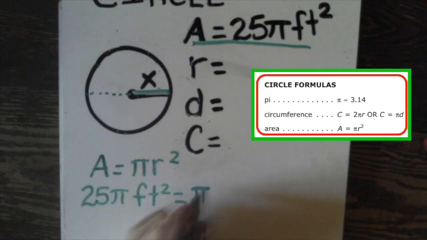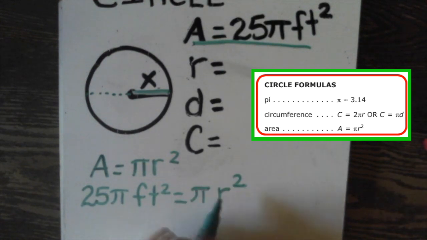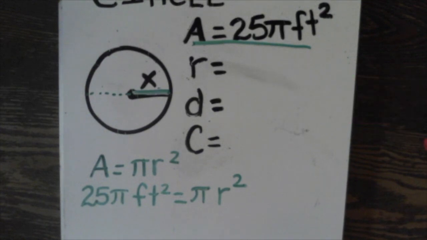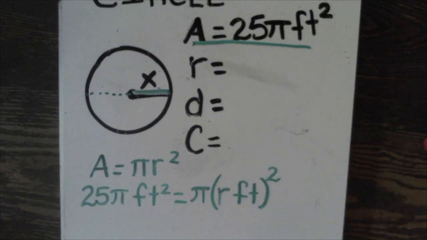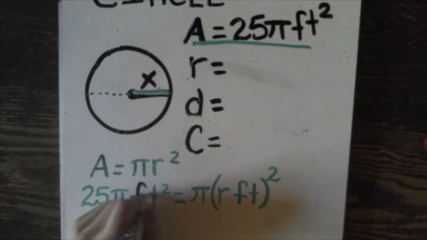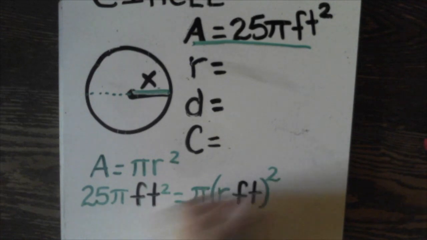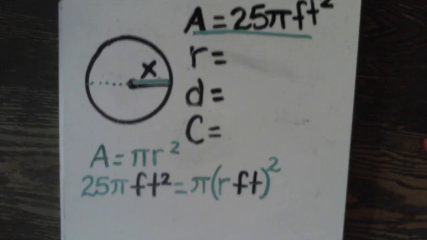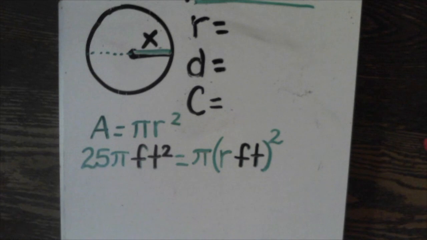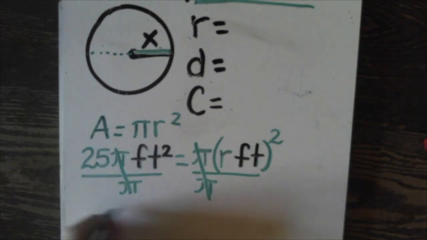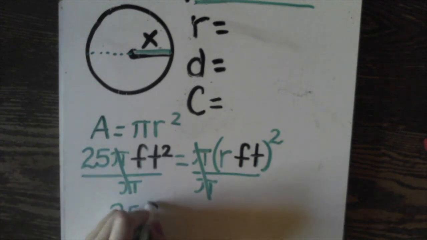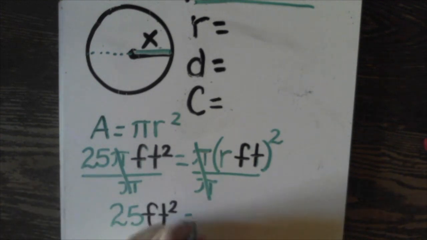Because I want to take into account my units, I am going to erase the square and put r feet and then square that. You do not have to do units, but again, it's helpful to look at what happens with them. Now let's cancel out that pi. Because we have pi on both sides, we can just divide it and cancel it out, leaving us with 25 square feet is equal to r feet squared.